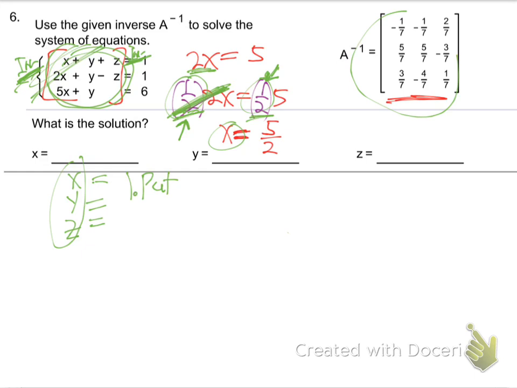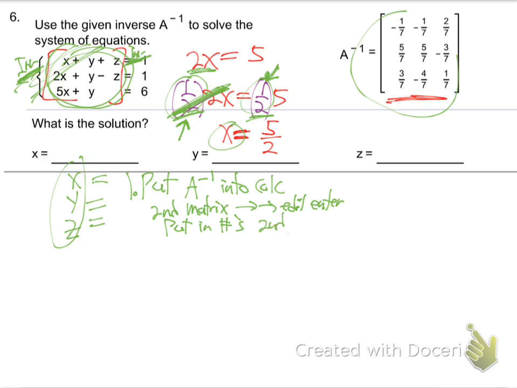Step 1, you put the inverse into the calculator. You know how to put a matrix into the calculator. You hit second matrix, go over to the edit menu, hit enter, put in the size. This is a 3 by 3. Put in the numbers, and hit second quit. So you put this matrix in. That's the one you're putting in.